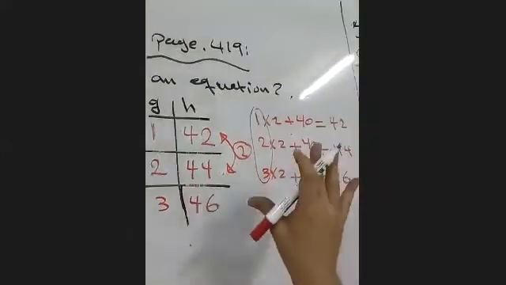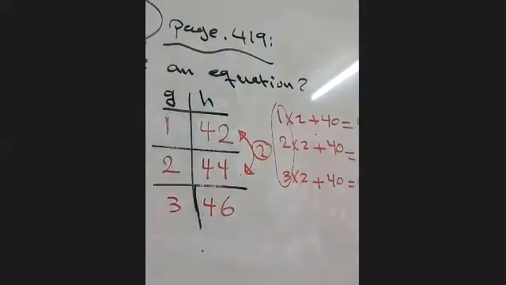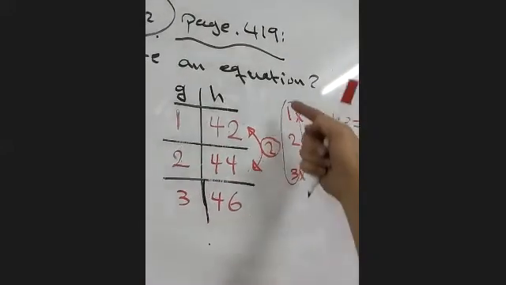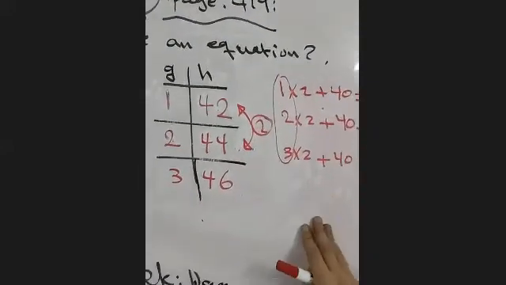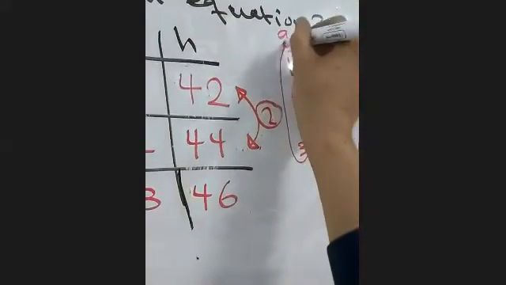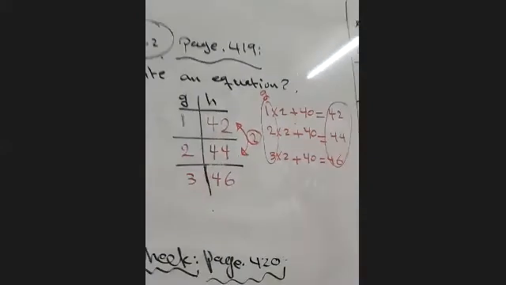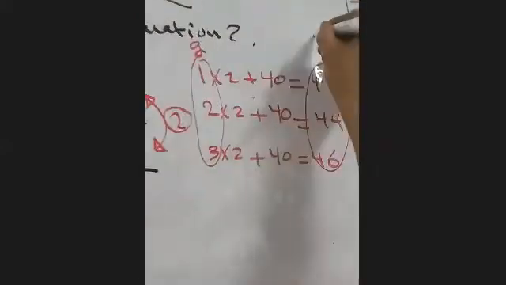This is the previous lesson, guys. You should have finished it. For which variable are these values? For G. And these values here, for which variable? For H.